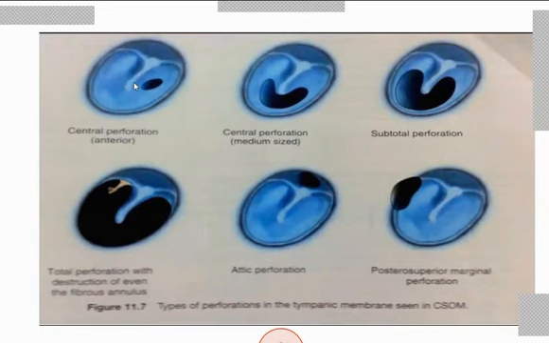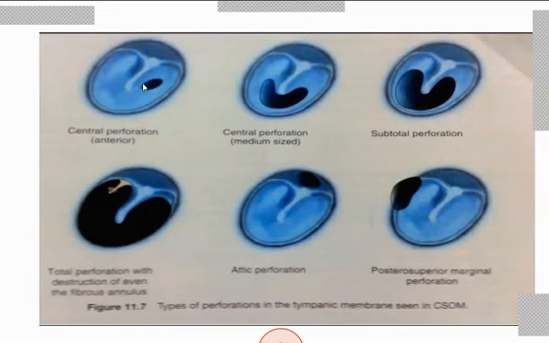For descriptive purposes, we divide the tympanic membrane into four quadrants. We draw a vertical line passing through the handle of the malleus, and another horizontal line at right angles to this line passing through the umbo. This will divide the pars tensa into anterosuperior, anteroinferior, posterosuperior, and posteroinferior quadrants. So any perforation is described with respect to the quadrants of the pars tensa.